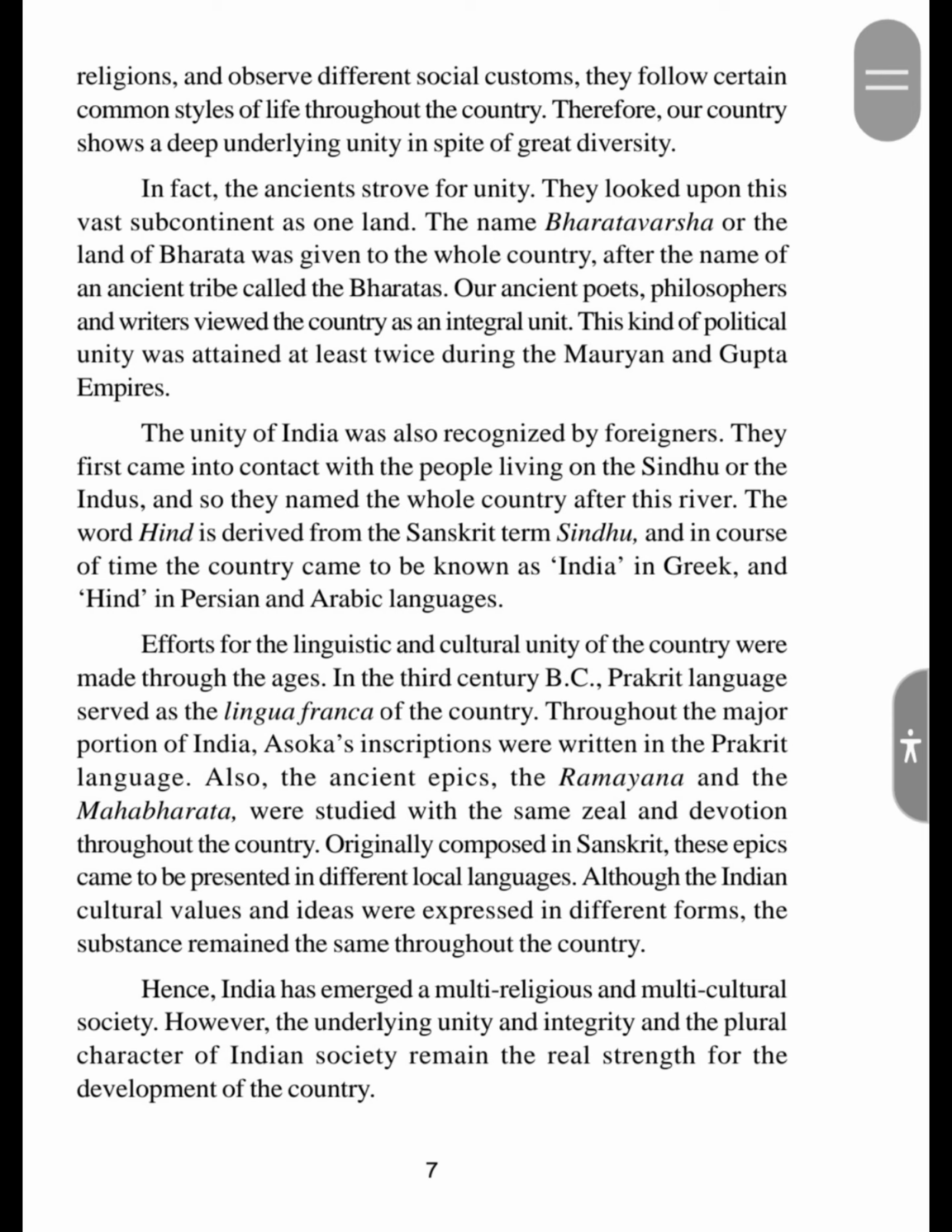Hence, India has emerged as a multi-religious and multicultural society. However, the underlying unity and integrity and the plural character of Indian society remained the real strength for the development of the country.